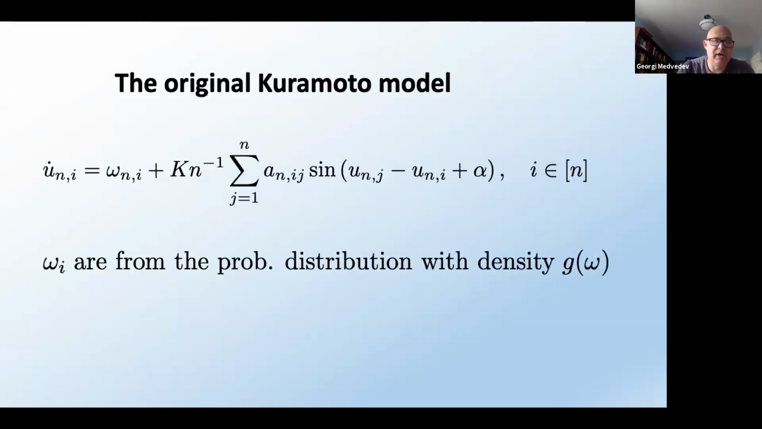It is instructive, in my opinion, to view this model as a generalization of the Kuramoto model. For this reason, I will review certain facts about the original Kuramoto model, which I will be using later. The classical Kuramoto model is a model of coupled phase oscillators. Omegas are intrinsic frequencies, and in the classical setting, they are taken from a random distribution with density G, right? The coupling is the same as before.